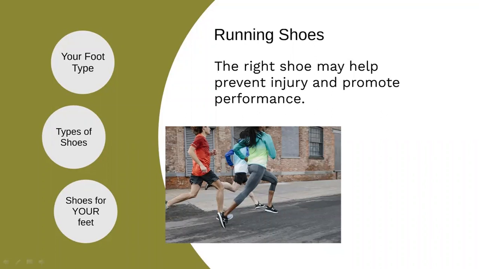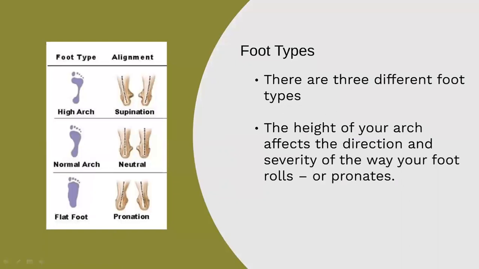The running shoes: the right shoe may help prevent injury and promote performance. So we will look at your foot type, the type of shoes, and the shoes for your feet. For foot type, some people have a high arch, some have a normal arch, some have a flat foot. So the alignment should be supinated, neutral, or pronated. There are three different types of foot. The height of your arch affects the direction and severity of the way your foot rolls or pronates.